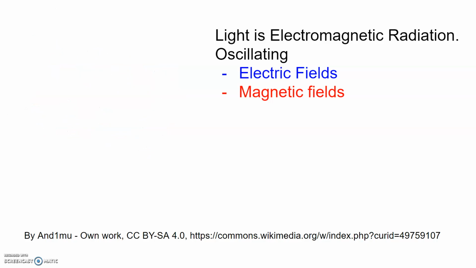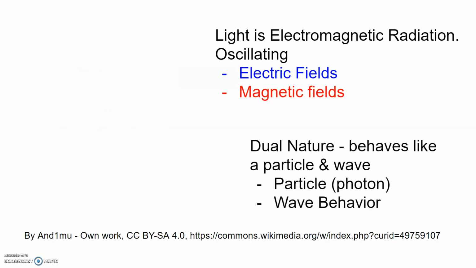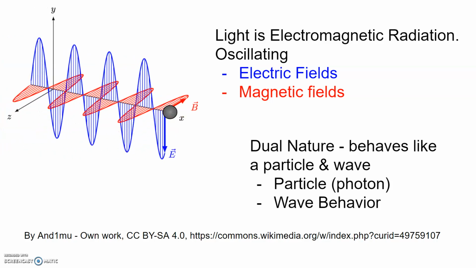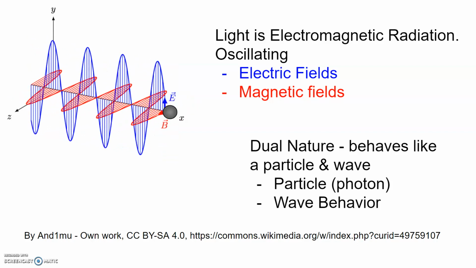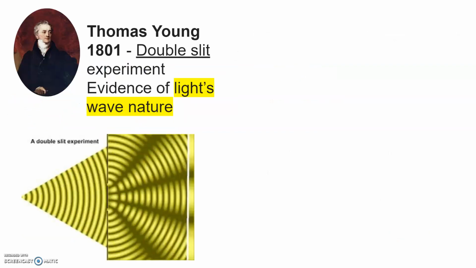In addition to what light is made of, it's important to know that light has a dual nature. It behaves as a particle and a wave. And one way to think of it is light is a particle that, as it travels, produces a wave. So how do scientists know that it has both a particle and a wave nature?